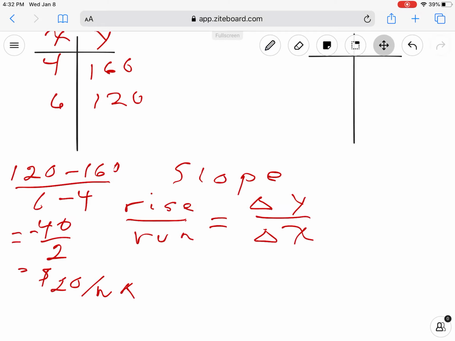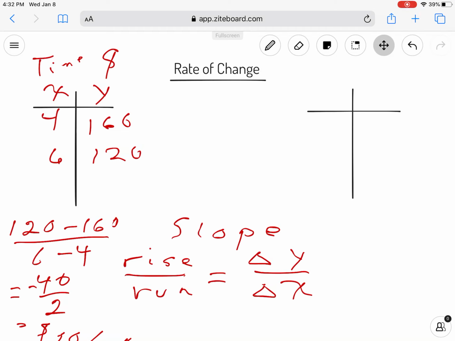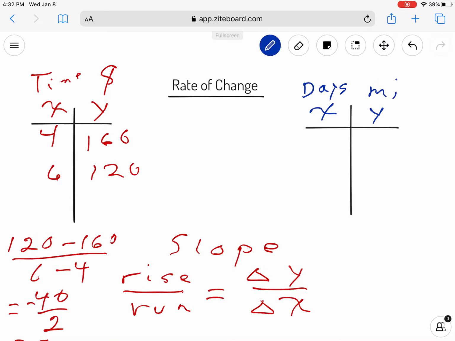And this time we'll say that this is days for our x, and our y is miles. Okay, so in 3 days somebody's traveling, and in 3 days they traveled 174 miles, and then in 7 days they had gone 406 miles, and we want to find the average rate of change of this.